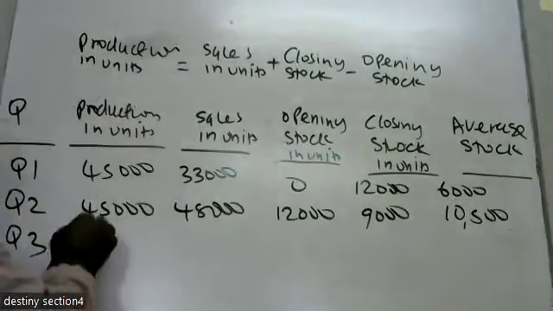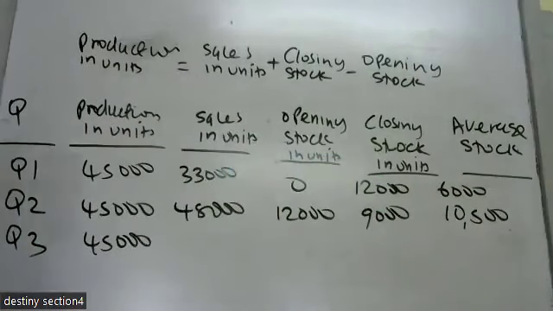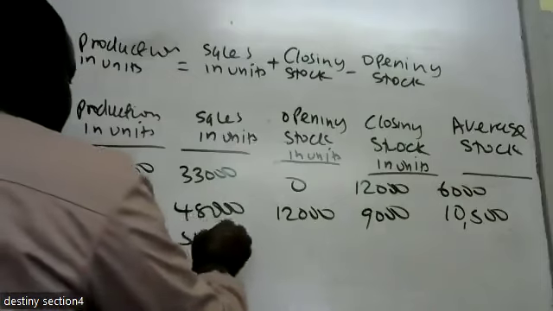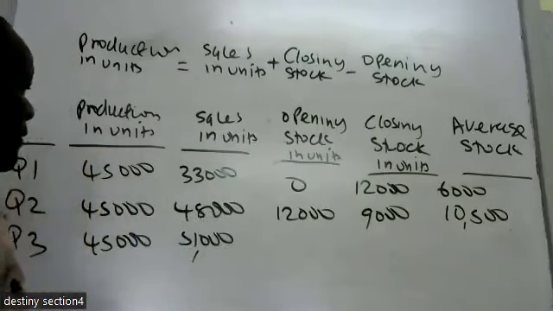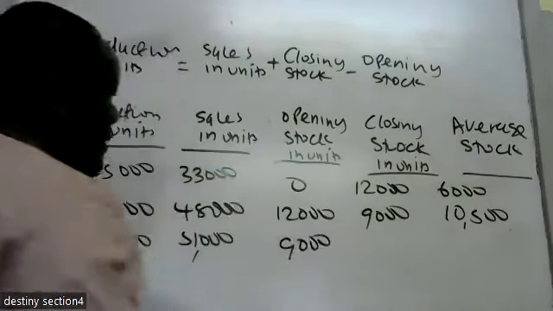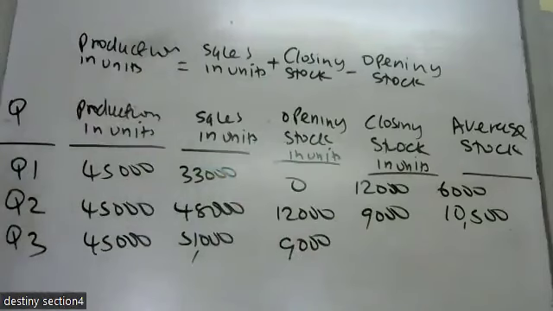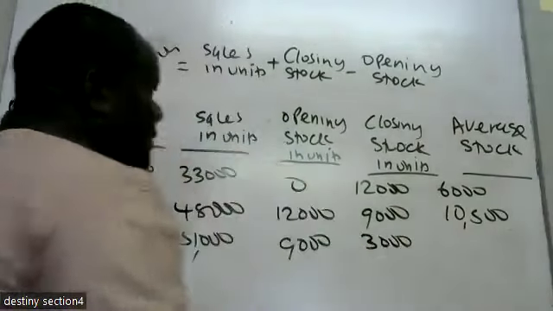So we go to quarter 3. It is still 45,000. Sales, they gave you 31,000. Then remember, the closing stock for quarter 2 will be the opening for quarter 3, which is 9,000. So also compute the closing stock. Then what should be the average stock?